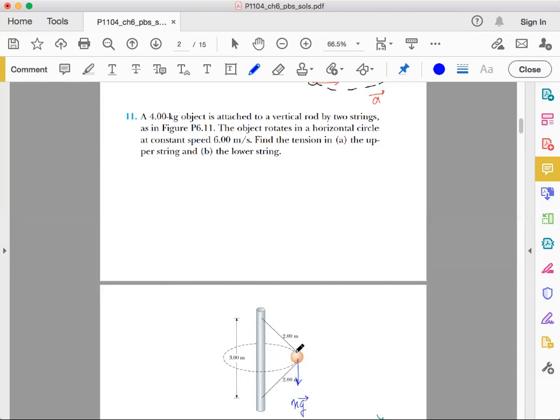Then we have the tension in the upper string, so Tu, and then we have the tension in the lower string, which is given by this force in here. And so this would be TL. So Tu, U refers to upper string, and TL, L refers to the lower string. And that's it. So let's take these forces and then apply Newton's second law on these forces.